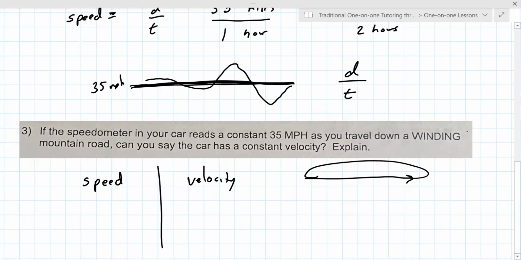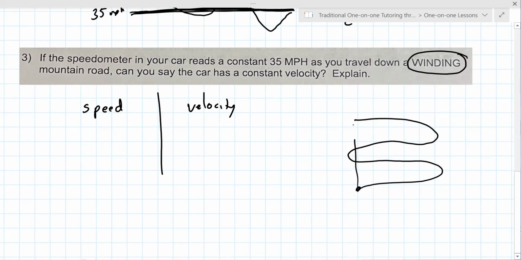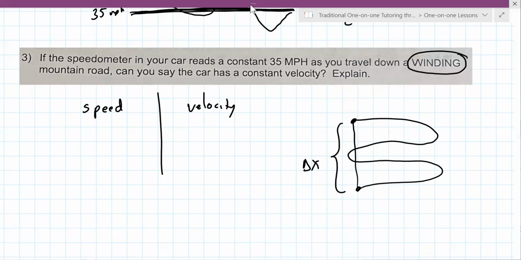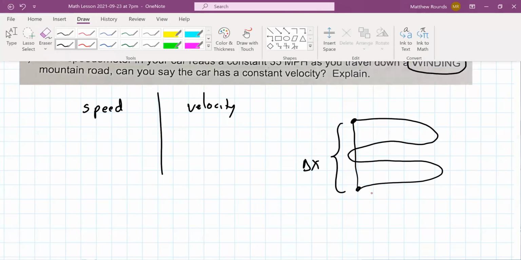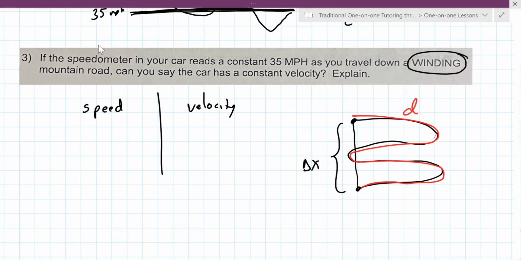I think the thing that the instructor here is emphasizing, see this winding road. When you're driving up a mountain, you generally go this way, and then you go this way, and then you go this way, right? You travel all this, but the actual displacement isn't that much. That's your displacement, that's your delta x, whereas what's in red is your d. And you see the difference? You went a long ways, but the actual delta x is very different. So the answer is no.